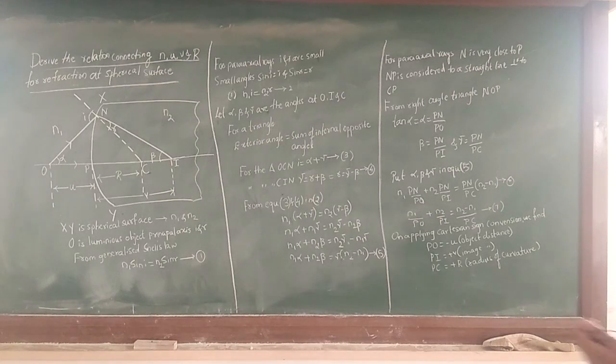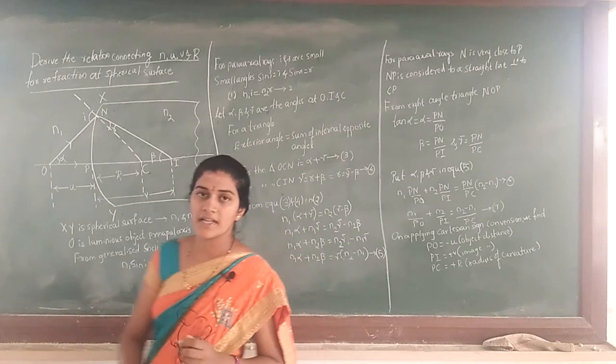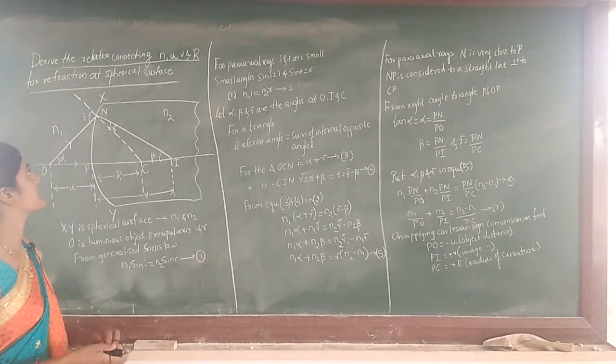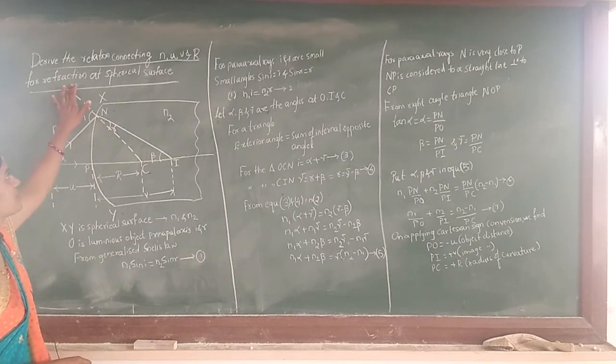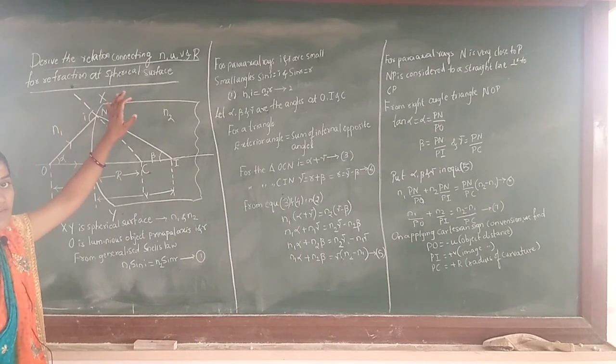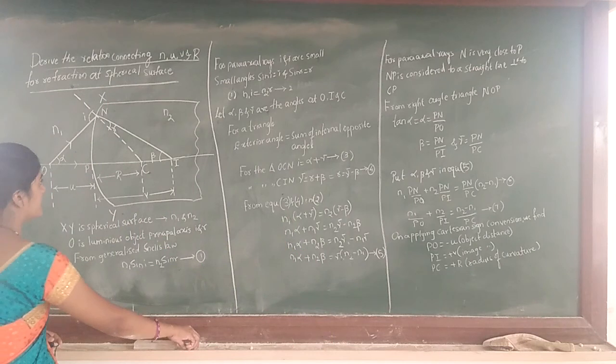Good morning. Today we are starting the derivation, that is, derive the relation connecting n, u, v and R for the refraction at a spherical surface. Now let us consider the diagram.